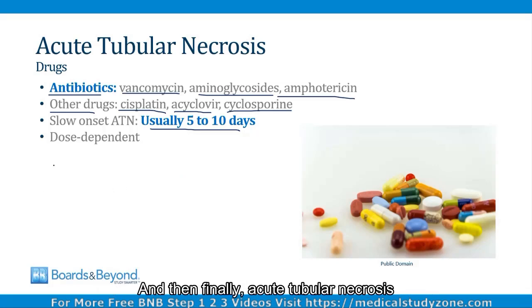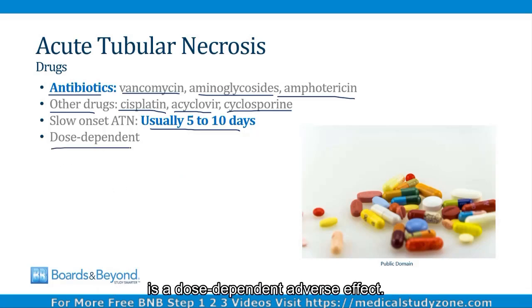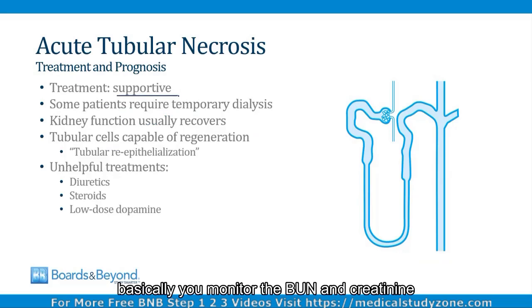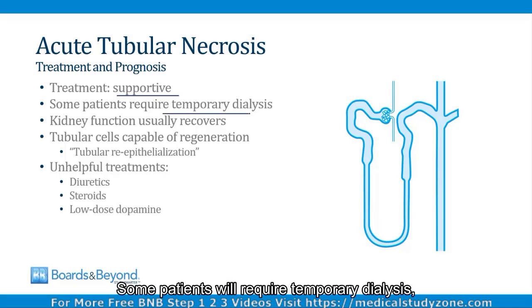And then finally, acute tubular necrosis is a dose-dependent adverse effect. So clinically, we try to use the lowest dose possible of a drug for the shortest period of time to prevent renal complications. The treatment of ATN is supportive. Basically, you monitor the BUN and creatinine and the urine output. Some patients will require temporary dialysis, but kidney function usually recovers.